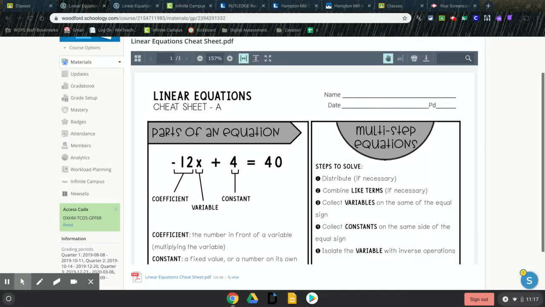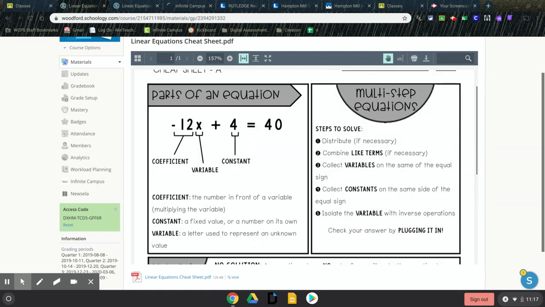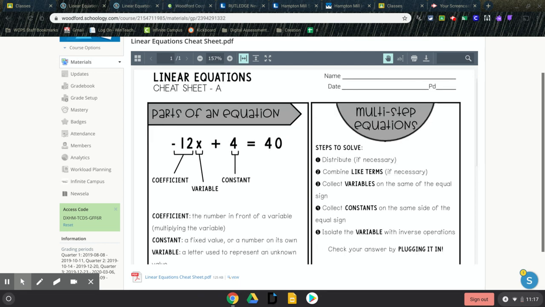Today we are going to look at linear equations. Don't forget to start with your cheat sheet here. So your cheat sheet kind of goes through a review of linear equations.